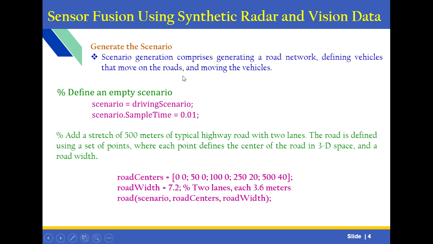The scenario generation comprises generating a road network, defining vehicles that move on the roads and moving the vehicles. First we start by defining an empty scenario. This is a Matlab function to define an empty scenario. Then this is a Matlab function to add a stretch of 500 meters of typical highway road with two lanes. The road is defined using a set of points where each point defines the center of the road in 3D space, and a road width. This is for a 500 meter typical highway with two lanes.